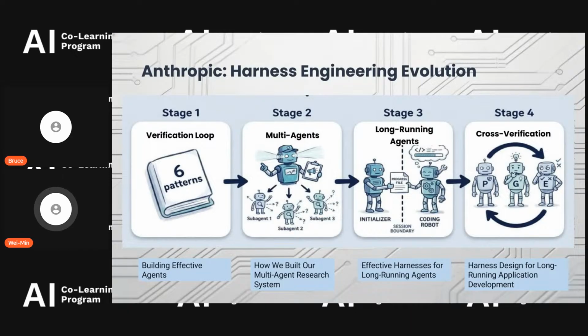Also, harness engineering has evolved very rapidly, and we can see this from Anthropic's experience. Last year, they published a blog called "Building Effective Agents," and they recognized the importance of the verification loop. For example, they defined 6 patterns. One of the patterns is evaluation and optimization.